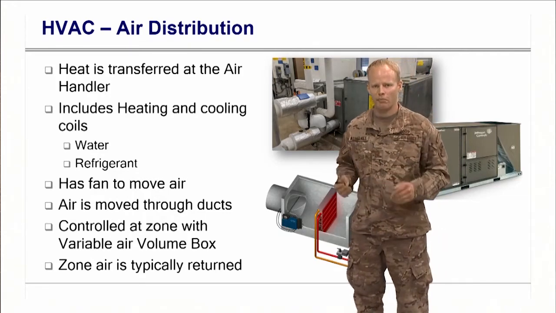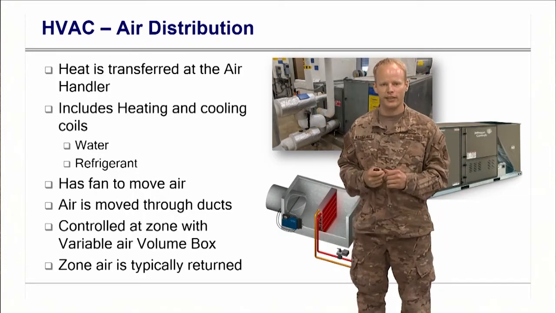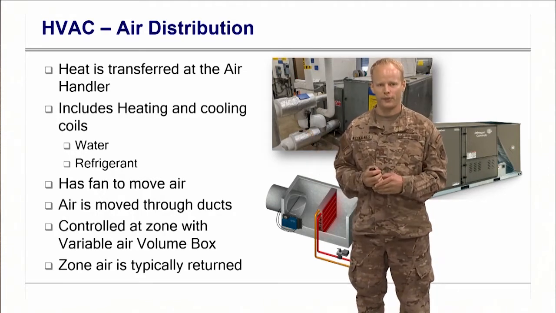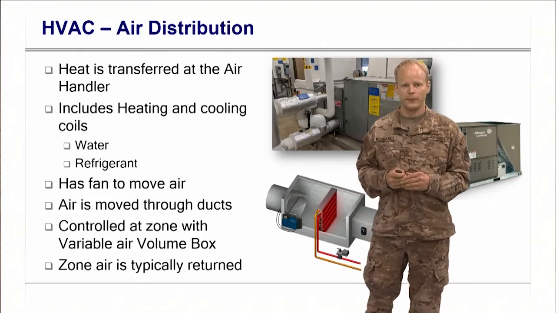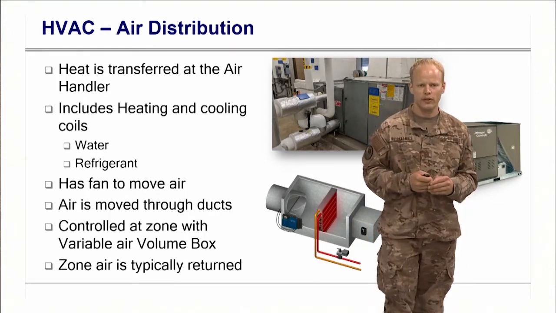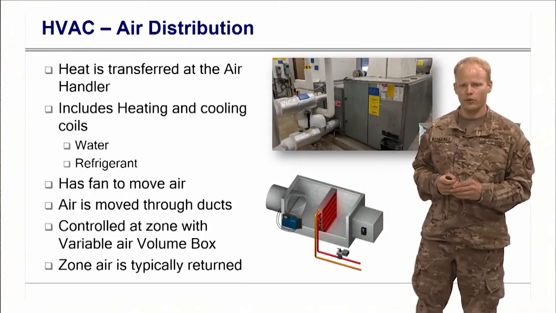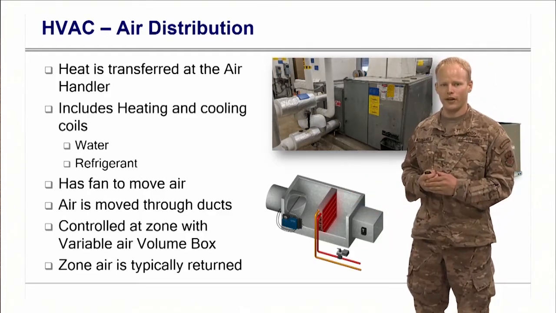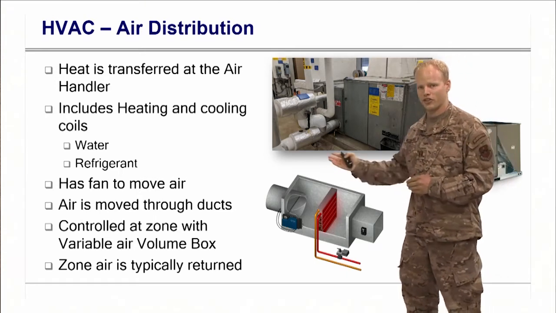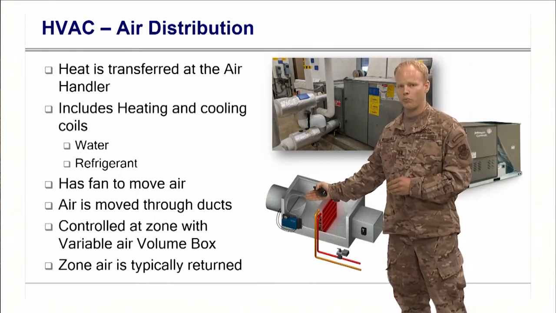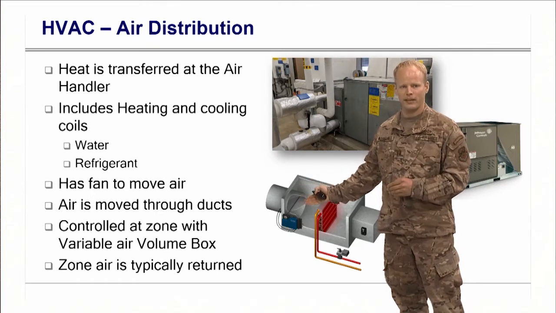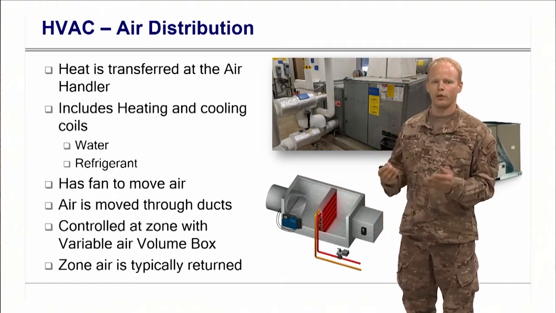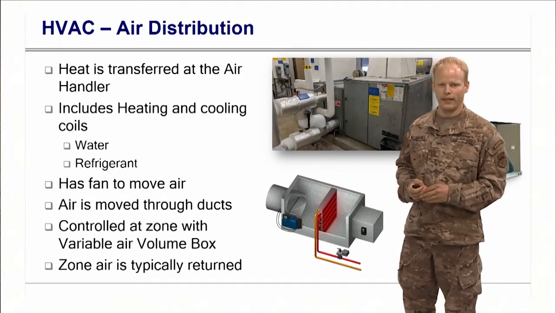We then have a fan to motivate the air to move because air is lazy, so we need to get it out to the zones, and it won't do so on its own. And we move it through ductwork. Then we control how much airflow goes to the zone in a variable system with these VAV boxes, or variable air volume boxes, where you can see there's a damper right here which will modulate based on the thermostat, whether you're meeting the set point or not, and that'll open and close it. And then we typically return the zone air back to the air handler.